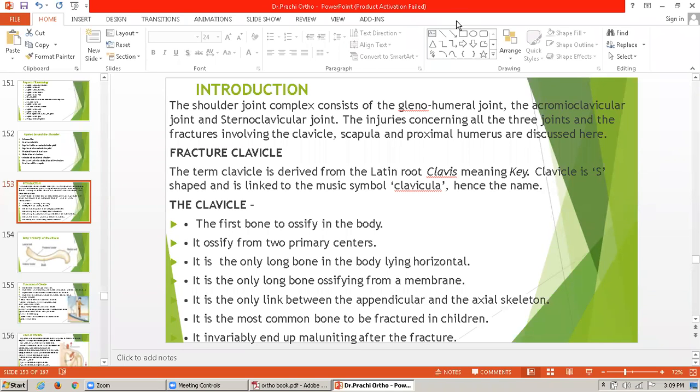The clavicle is the only long bone ossifying from a membrane, and it is the only link between the appendicular and axial skeleton. It is the most common bone to be fractured in children. Remember, in children the clavicle is a commonly fractured bone. It very invariably ends up maluniting after the fracture.